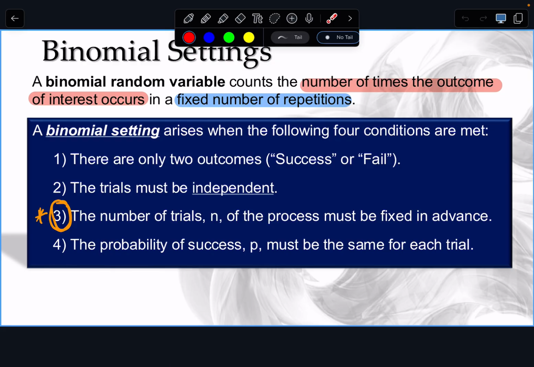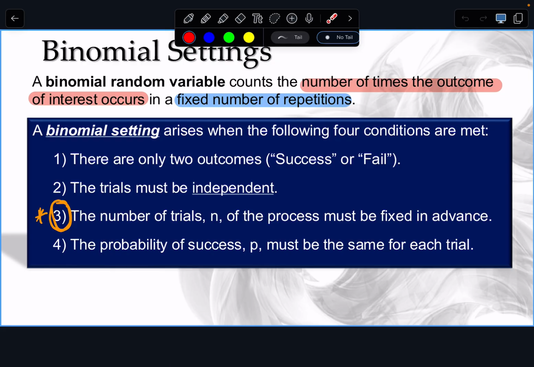So when I'm looking at the scenario as a whole, am I only looking at two outcomes? Either I succeed and get what I was looking for or I don't. The second one is that the trials must be independent of one another. And we've talked about this a couple different times throughout this unit already.